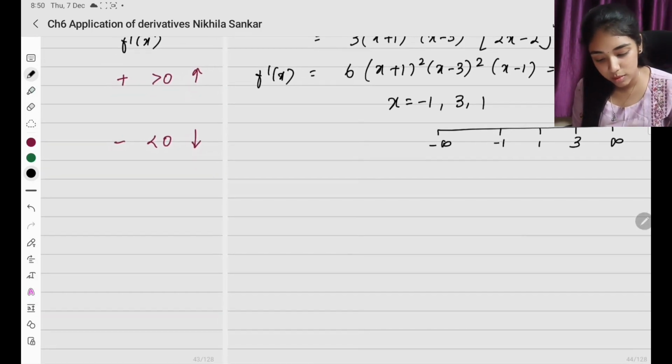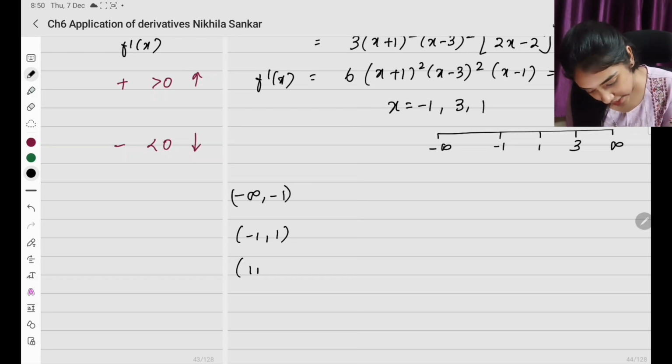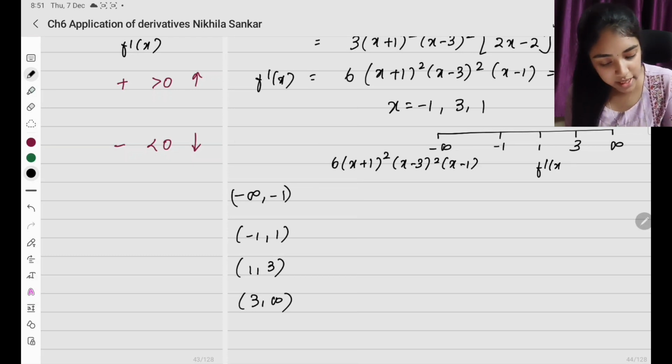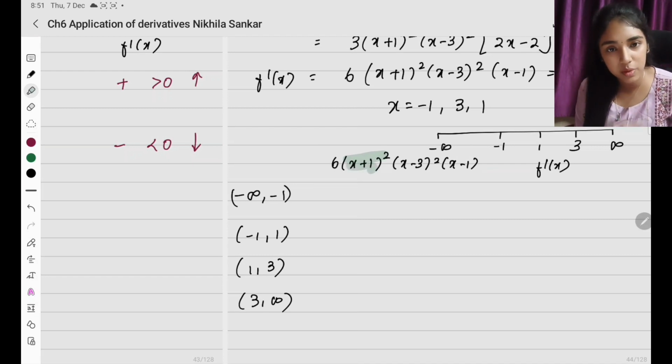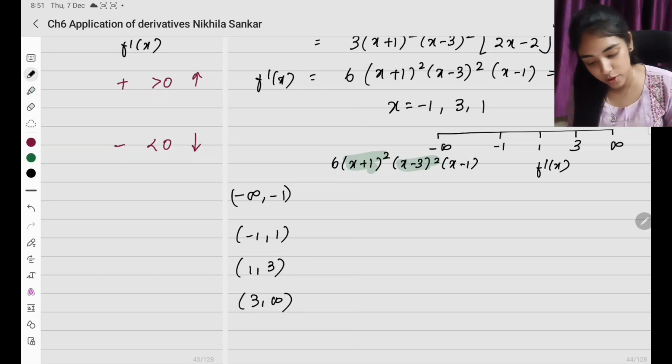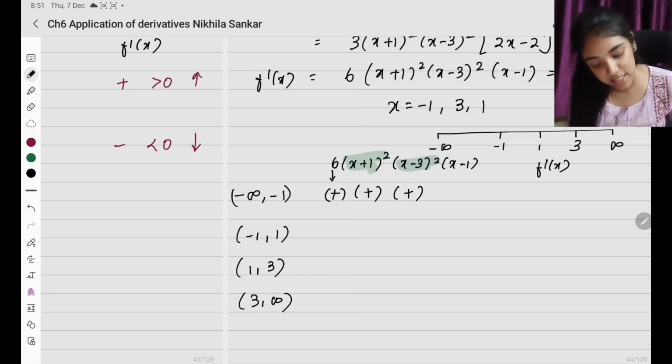So how does my tabular column look now? I have minus infinity to minus 1 first interval. Second interval is going to be minus 1 to 1. Then I have 1 to 3. Then 3 to infinity. And my function is going to be 6 times x plus 1 the whole square, x minus 3 the whole square, x minus 1, and my f dash of x. Now in that I see that this is a square term. So even if a negative value comes, it is going to be positive. This is also a square term. So even if a negative value comes, it is going to be positive. So from 6 I have positive, x plus 1 the whole square positive, x minus 3 the whole square positive.